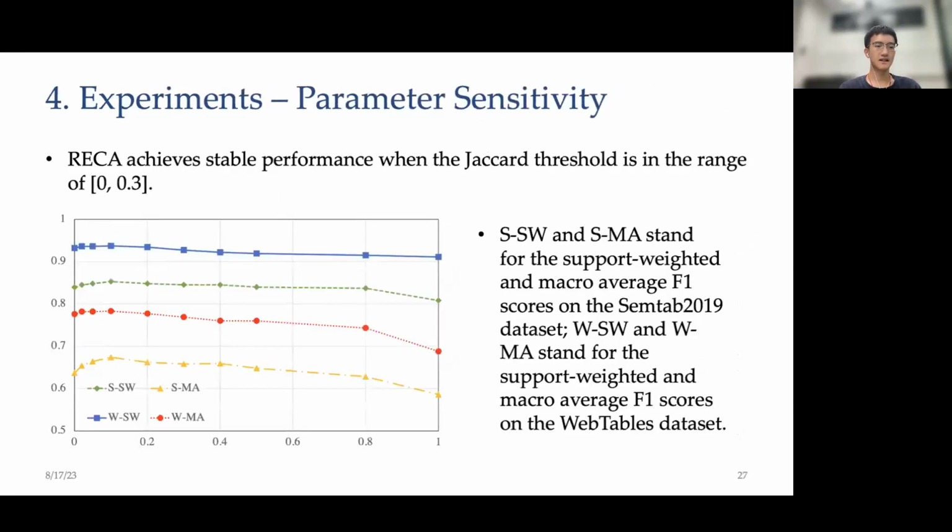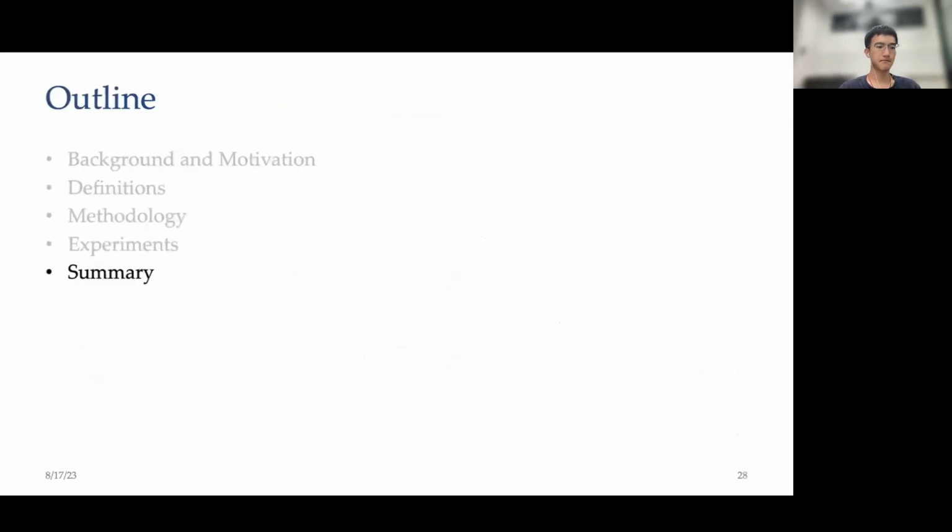We conducted a parameter sensitivity experiment over an important parameter, the Jaccard threshold. We observed that the performance is generally stable for the threshold in the range of 0 to 0.3. In practice, we suggest finding the optimal value of this threshold based on the dataset.